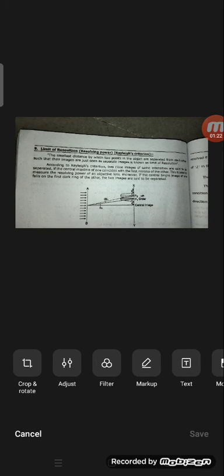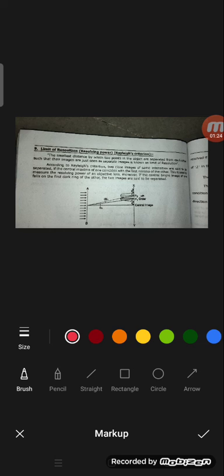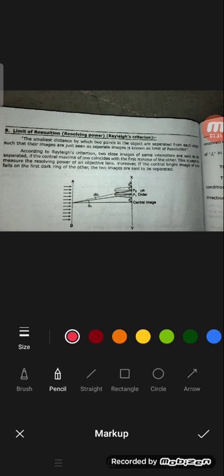Okay, now one of the important short answer type questions is: what is the limit of resolution? Okay, it is very important from the short question point of view. So what does limit of resolution mean? It is also known as the resolving power. Okay, the limit of resolution is also named as resolving power, as well as Rayleigh criterion. Okay, so observe the diagram.